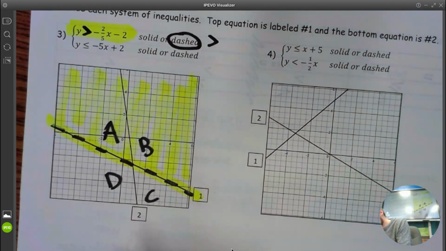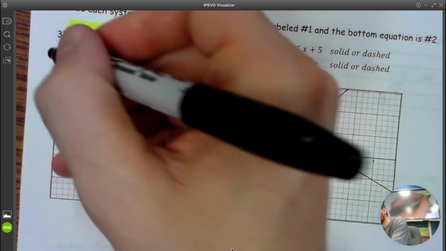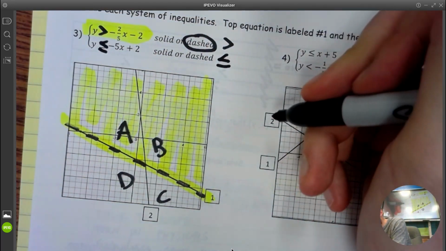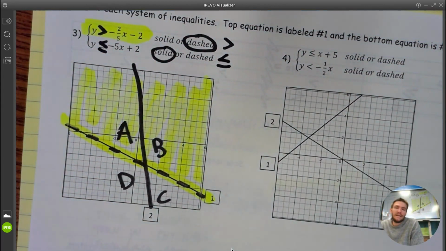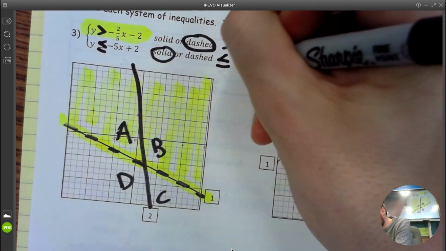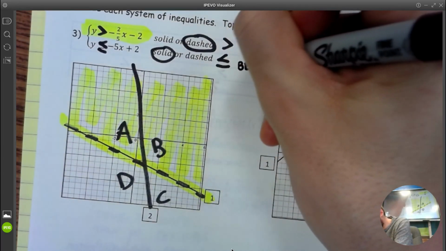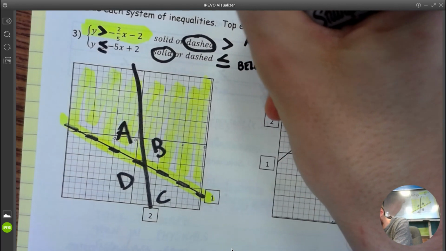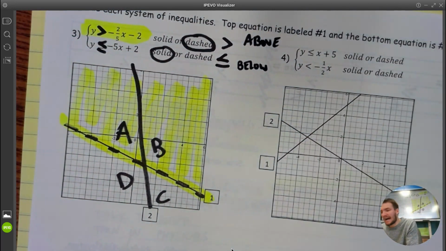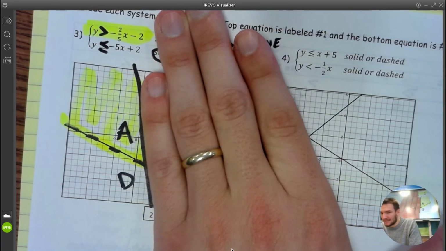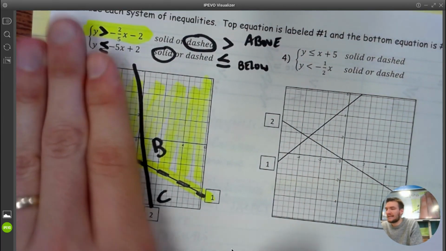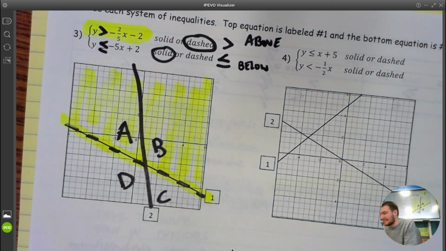Okay, so line 2 is this one, which is the bottom one. It's a less than or equal to, are we going solid or dashed? Solid, which again, that's not really what we're focusing on, but it's still important. And then I need to color, it's a less than, I need to color below. Right, this one was above. Which side is the below side? Is it the AD side or is it the BC side? It would be the AD side.